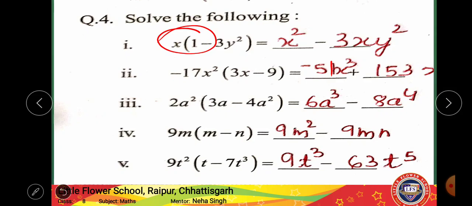So see here also an x power square. So this is the answer. Similarly, you can go through the fill in the blanks.